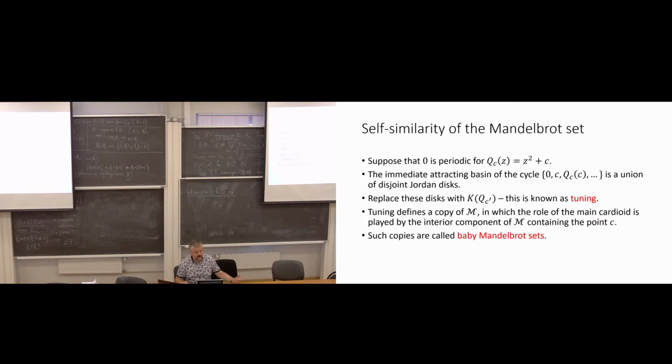So suppose that 0 is periodic for some parameter value c. If you fix a period and impose that 0 is periodic of this period, this is some algebraic equation on c, right? It's in general a high degree algebraic equation, but the important thing is that there are finitely many solutions of this equation, so you'll see finitely many points. And all these points are the so-called centers of some components of the Mandelbrot set.